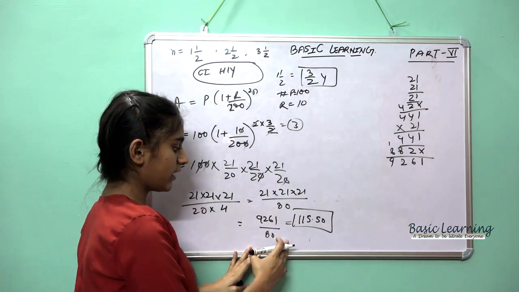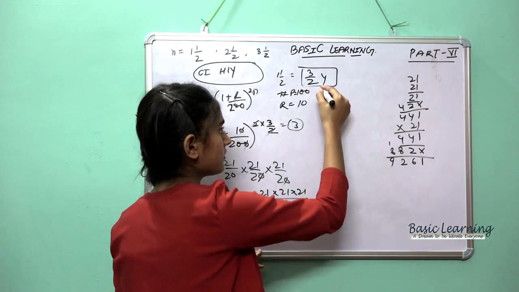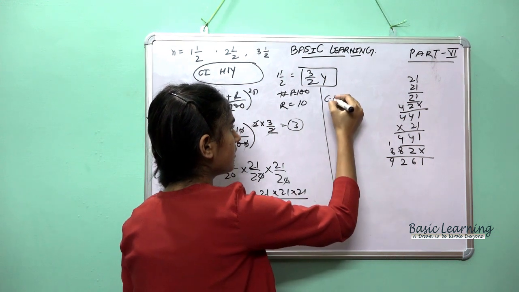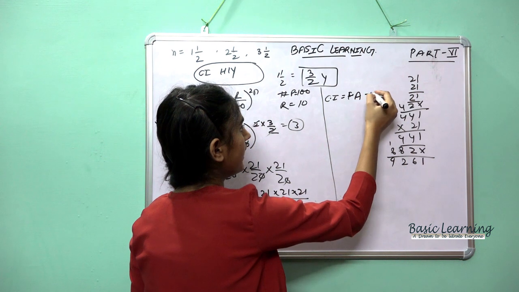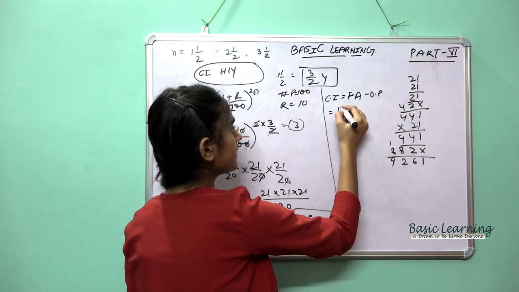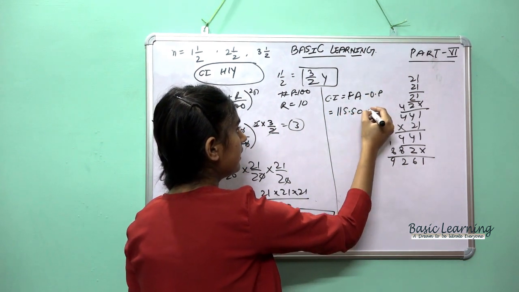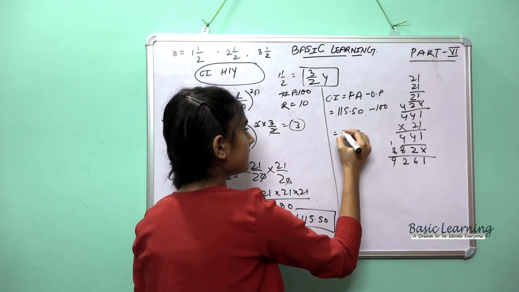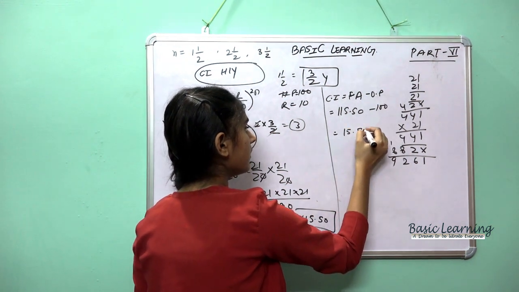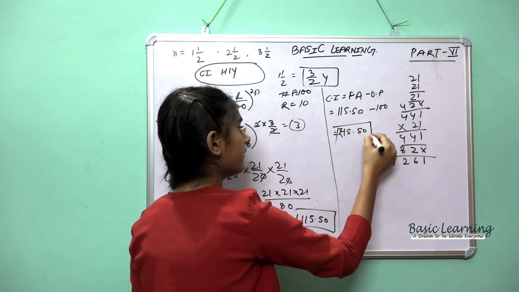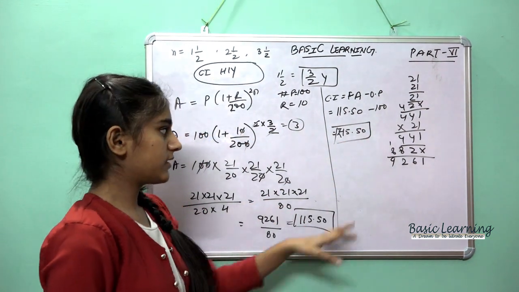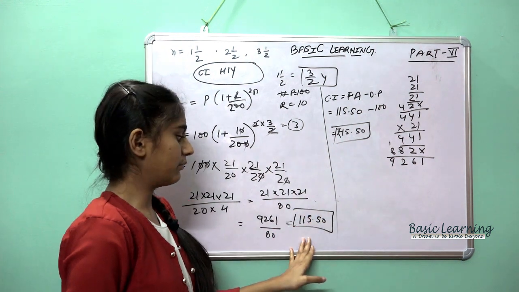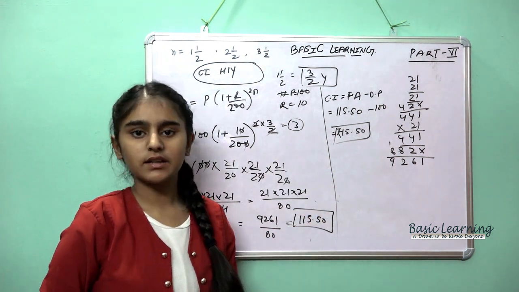Now we can calculate the compound interest. That is final amount minus original principal. Final amount is 115.50 minus 100 rupees, that is 15.50. 15 rupees 50 paise. This is the compound interest and this is the amount. I hope this question is clear to you.